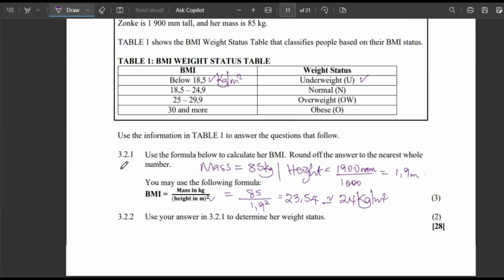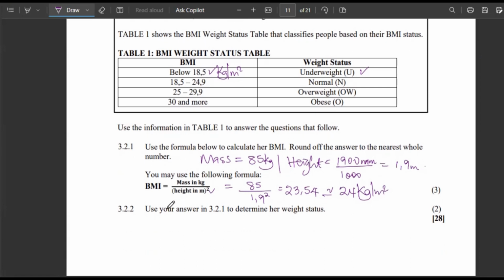That's a BMI. So they're saying use the answer in 3.2 to determine her weight status. Now, 24 is in between the second bracket here. So her weight status is normal. That's a BMI. All right. BMI will be that way.